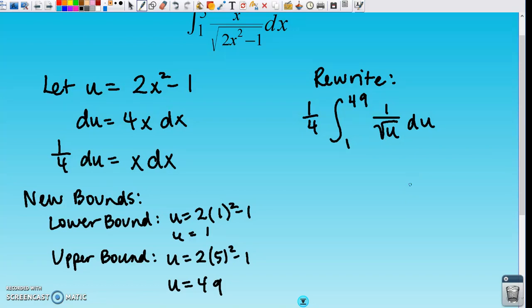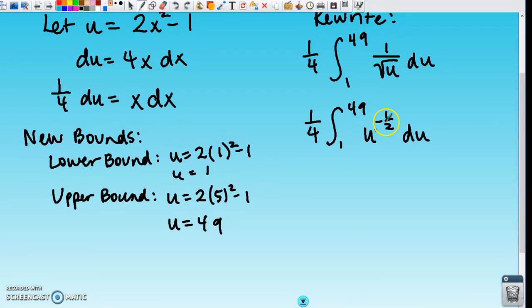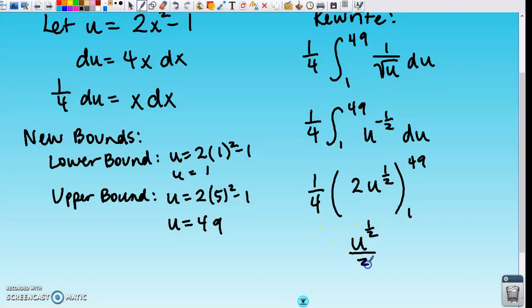So, let's rewrite this one more time: the integral from 1 to 49 of u to the negative 1/2 du. I just like to work with it when it's like that. You don't have to. Whatever floats your boat. So this is going to be 1/4 times 2u to the 1/2, evaluated from 1 to 49. Those can reduce, so I've got u to the 1/2 over 2 from 1 to 49.